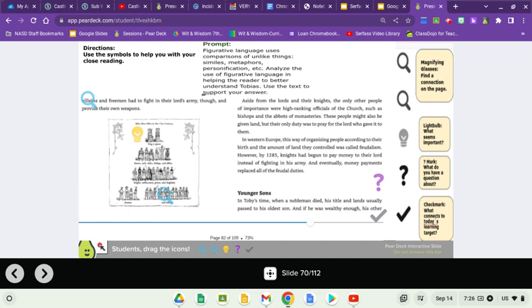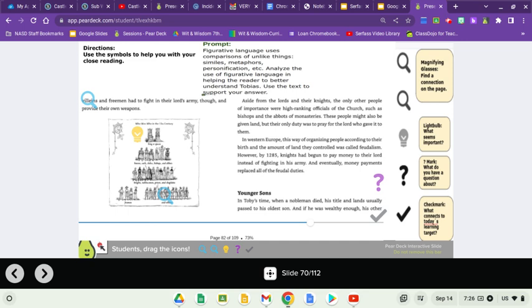In Western Europe, this way of organizing people according to their birth and the amount of land they controlled was called feudalism. Repeat after me, class. Feudalism. Let's try that one more time, a little bit louder. Feudalism.